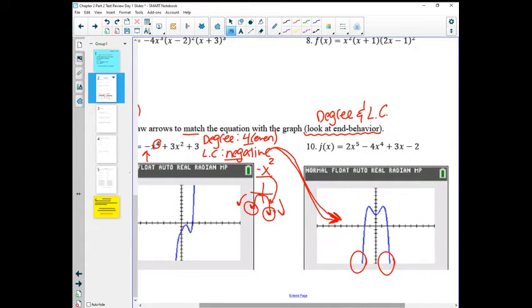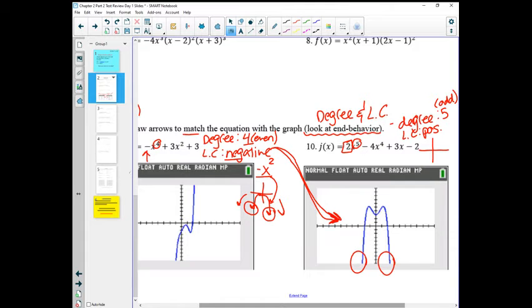On question 10, we're going to do the same thing. State the degree first. The degree is the highest exponent, which is 5, and that is odd. The leading coefficient is positive.